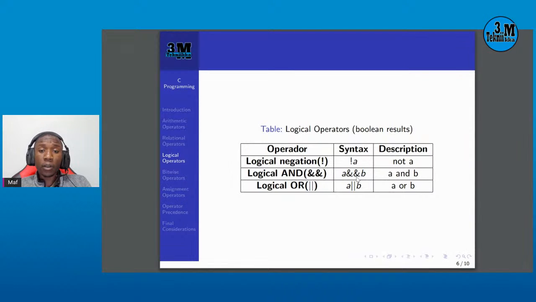With the and, whenever you have a logical and between two different values, if one of the two is false, then the result will also be false. In order for the result to be positive, both must be positive. The OR is a little bit different, because when you perform the OR operation, it's only necessary for one, A or B, to be positive for the whole expression to be positive.